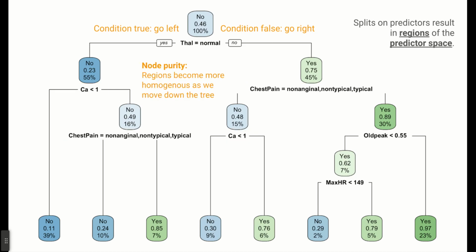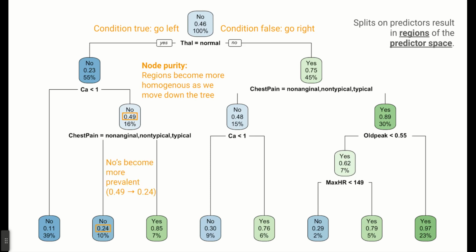Third, notice that when we follow a split to the left and right, the resulting regions are more homogeneous in the classes represented than the original regions before the split. This homogeneity is also called node purity, and it's numerically manifested by the predicted probabilities of a heart disease, which are the second lines of the nodes, getting closer to either 0 or 1.